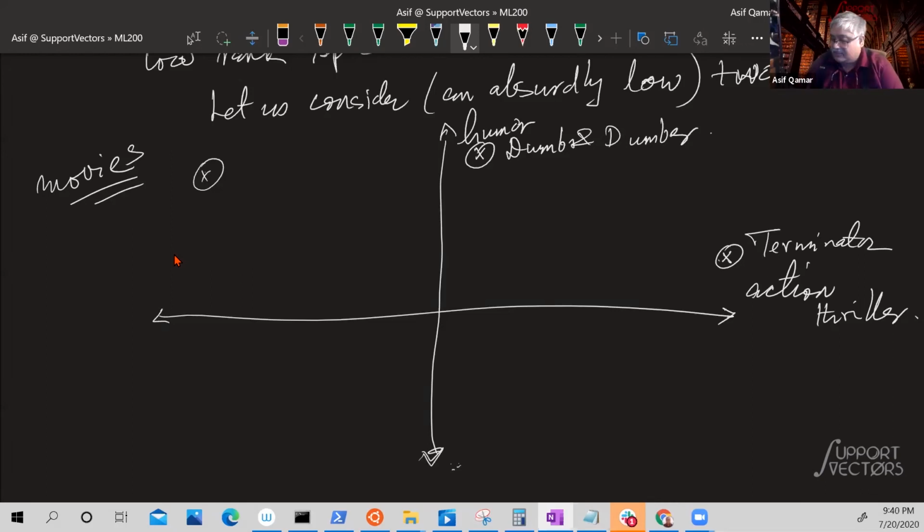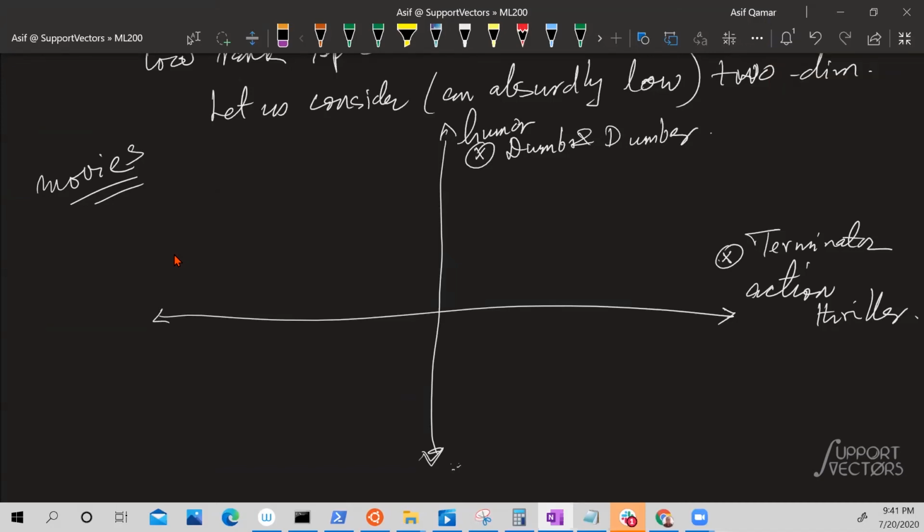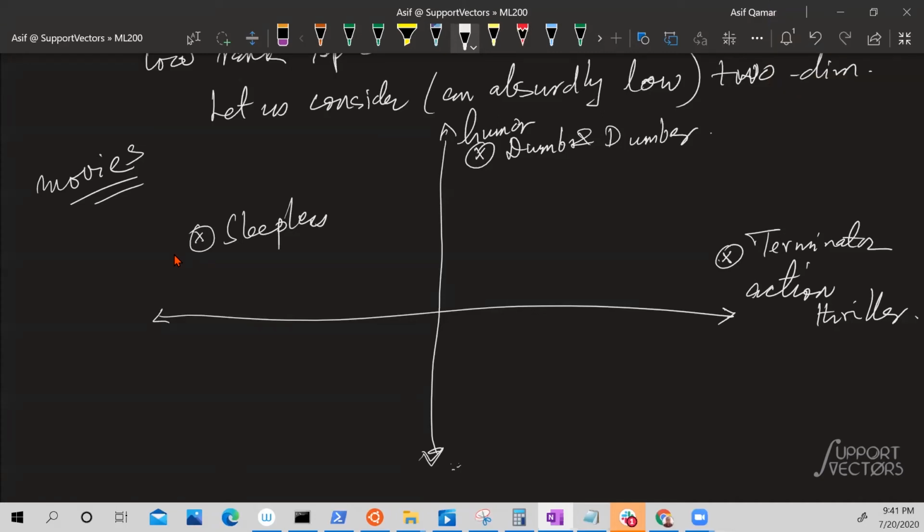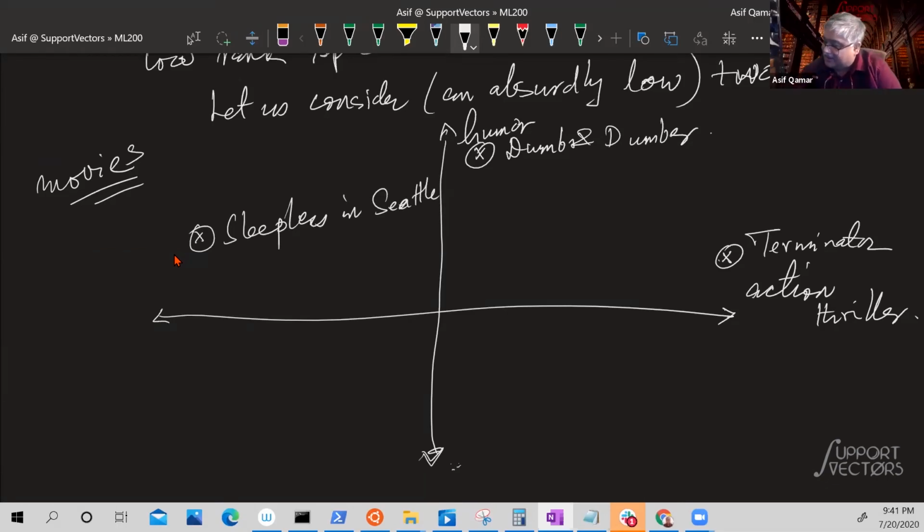And let's take another movie, like Sleepless in Seattle. You wouldn't exactly call it an action thriller, isn't it? It's a romantic movie, so let's say we put it somewhere. It certainly has a degree of humor. By the way, am I getting that right? It's a rom-com, yeah. Sholay is certainly right here with the Terminator.